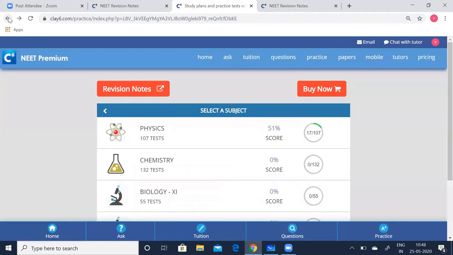If you're not satisfied with the results, you can go to the revision notes, make yourself thorough with all the concepts once again, and then take the test again until you are satisfied with the final results. You can take it any number of times. Likewise, you can go to all the tests several times and make yourself thorough with the concepts. So this is really going to be very, very useful for you.